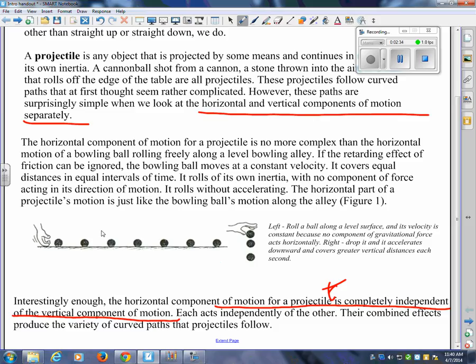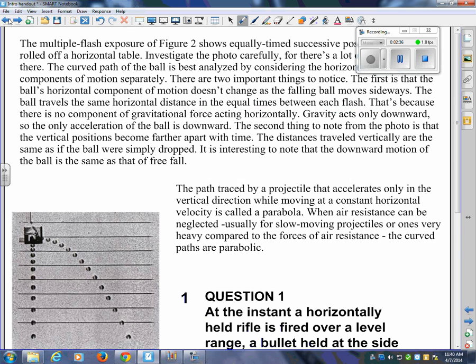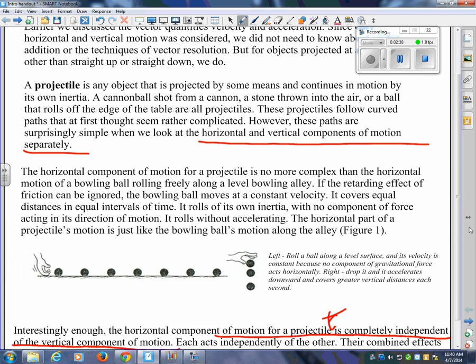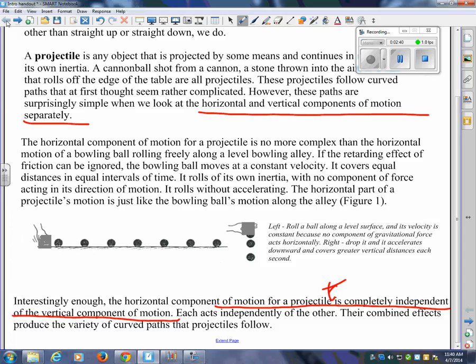Oh yeah? Is it on the next page? Wait, go back for a second. I'm missing something? You're right, I think I am missing something. There's a vertical component of motion, right? Yeah. I think it's more or less covered it.